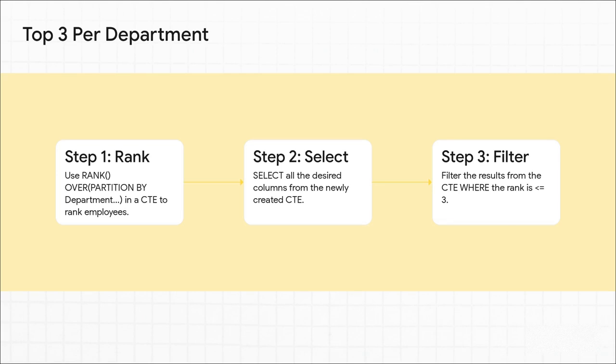Now, you can't filter on a window function directly, so we use this really clean 2-step pattern. First, we use something called a common table expression, or CTE. Just think of it as a temporary little table. In that CTE, we rank everyone in their department. Then, in the second step, we just select from that temporary table and filter where our new rank is 3 or less. It's a powerful and super readable way to solve this.